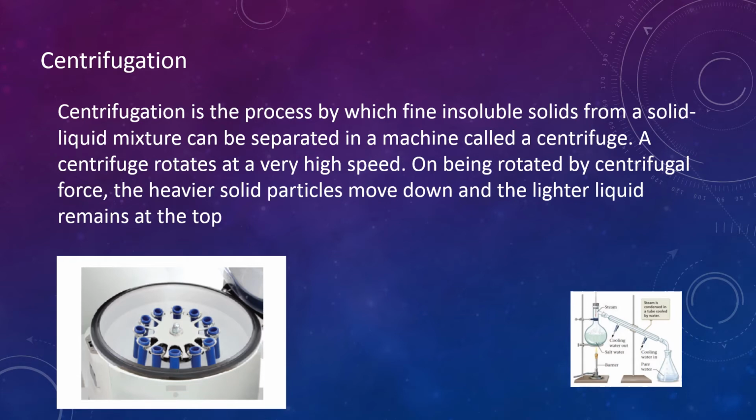Centrifugation. All laboratories, blood banks and blood testing use the centrifugation method. Centrifugation is a process by which fine insoluble solid from a solid-liquid mixture can be separated in a machine called a centrifuge, which is rotated at very high speed. The rotation speed can be increased or decreased depending on the sample size. On being rotated, by centrifugal force the heavier solid particles go down and the lighter solid particles come to the top.